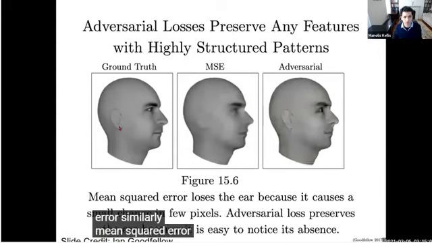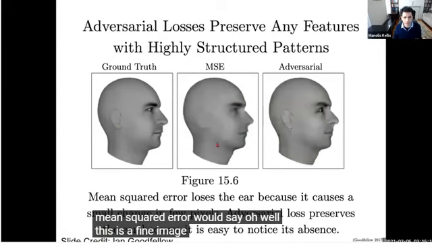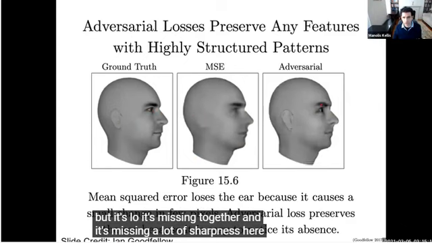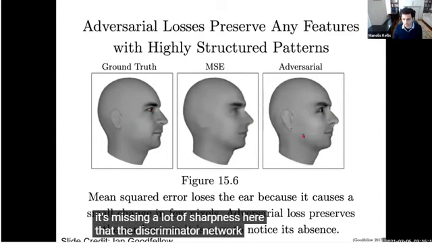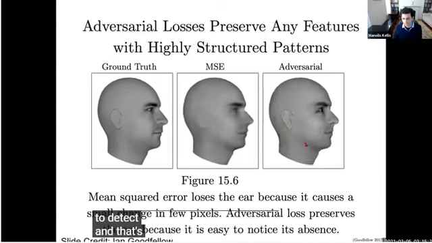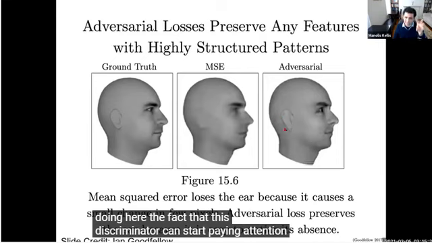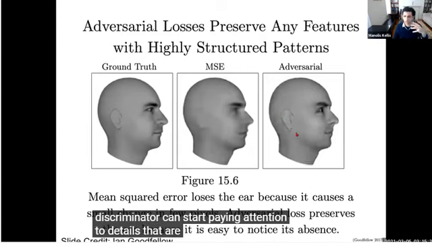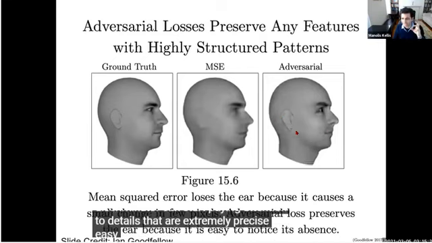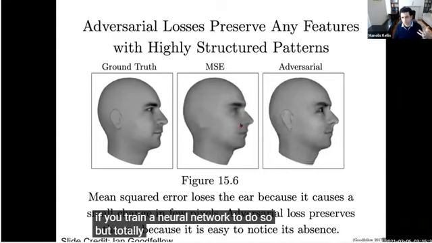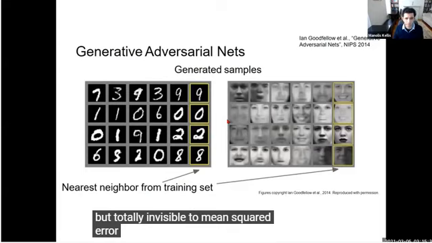Similarly, mean squared error would say, oh, well, this is a fine image because on average the errors are not so bad, but it's missing altogether, and it's missing a lot of sharpness here that the discriminator network is able to detect. And that's the beauty of what we're doing here, the fact that this discriminator can start paying attention to details that are extremely precise, easy to detect if you train a neural network to do so, but totally invisible to mean squared error.